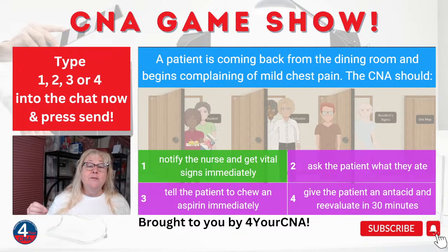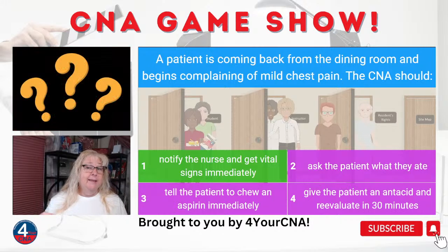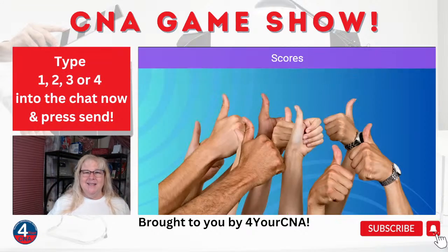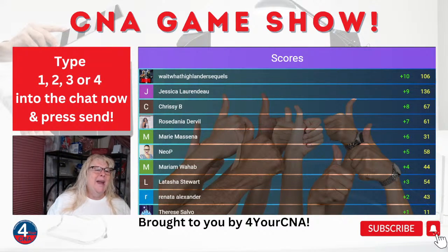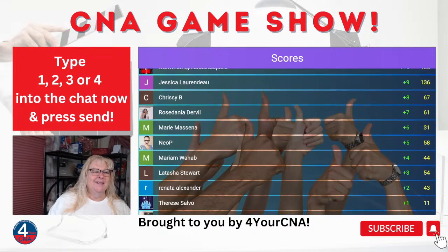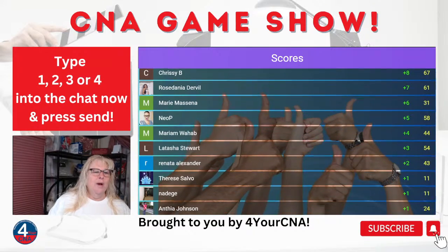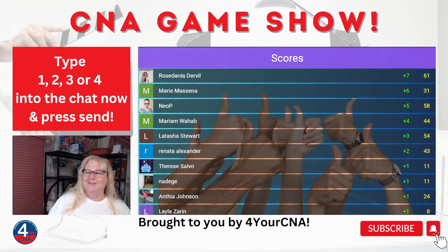The nurse may have the patient chew an aspirin immediately. That is something that the nurse is going to do. So this question is also identifying if you understand your scope of practice. Super important. All right, good job on that one. Asking them what they ate doesn't do us any good. Wait came in first on that one, followed by Jessica and Chrissy. Good job. All right, I think we have one more question to go.